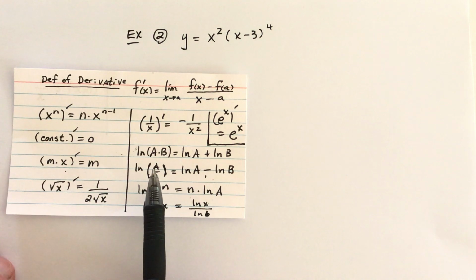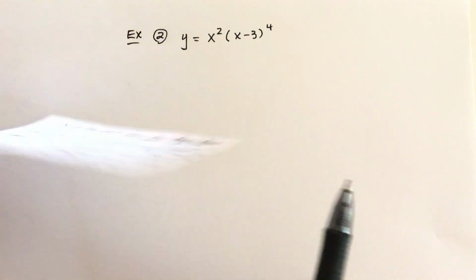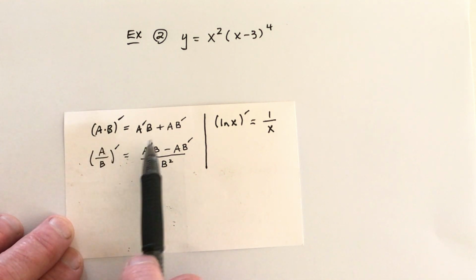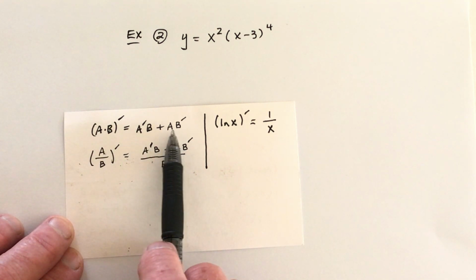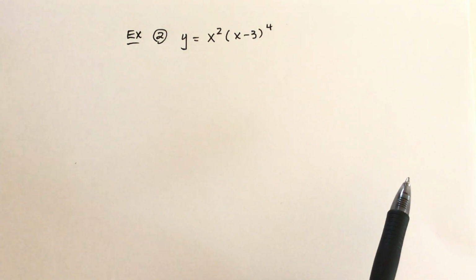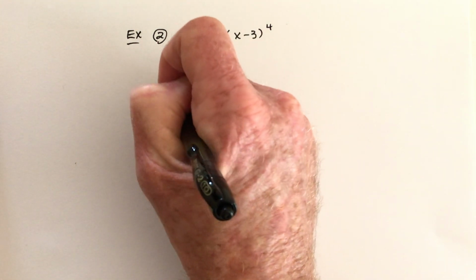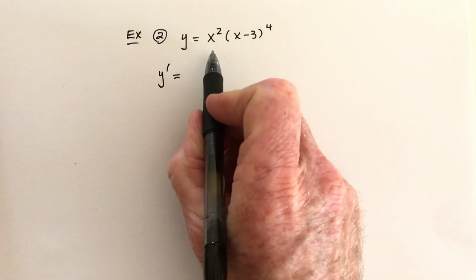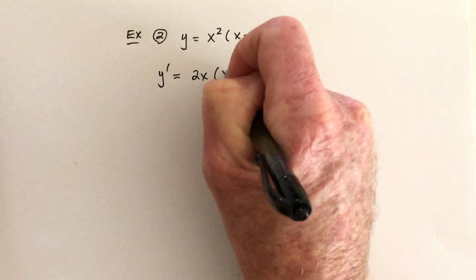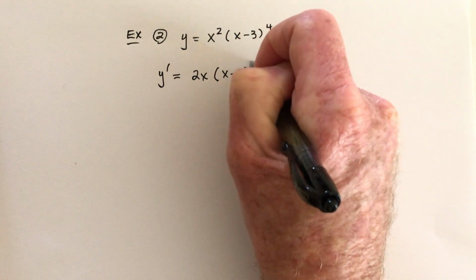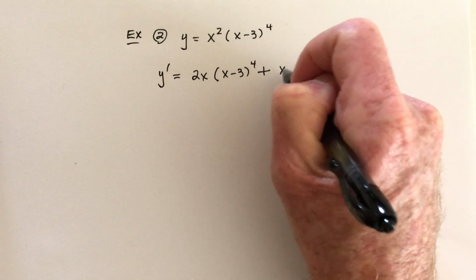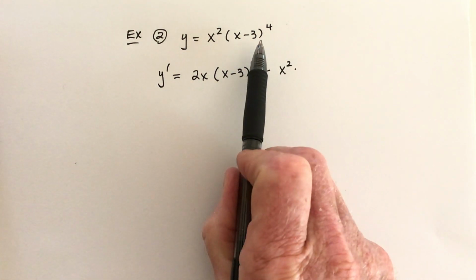So just as a reminder, the product rule, where's my product rule? There it is. So to take the derivative of a product, you take the derivative of each one, but you can only take one derivative at a time. So y prime equals, take the derivative of x squared, which is 2x, and then leave x minus 3 to the 4th alone.